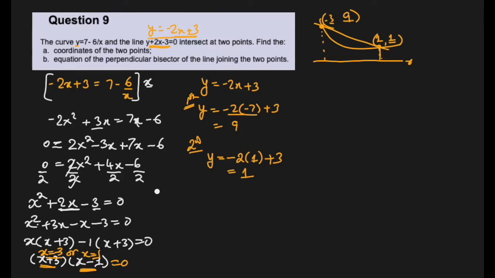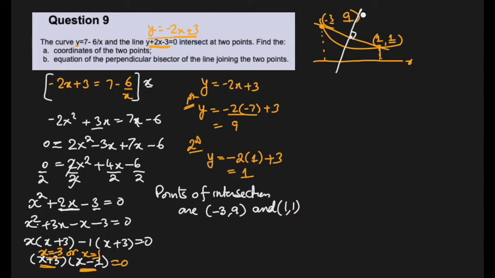Equation of the perpendicular bisector of the line joining the 2 points. We have to find the equation of the perpendicular bisector. It will be somewhere here. This is a perpendicular bisector and we have to find the equation of this line. For writing the equation of a line, we need a point on it and the gradient of that line. And this is how we write it.